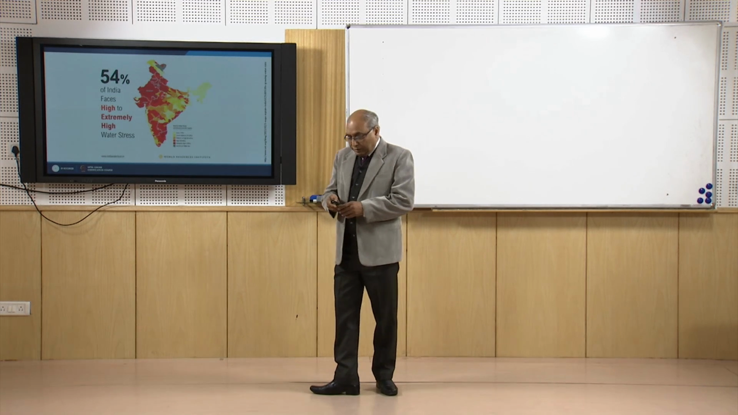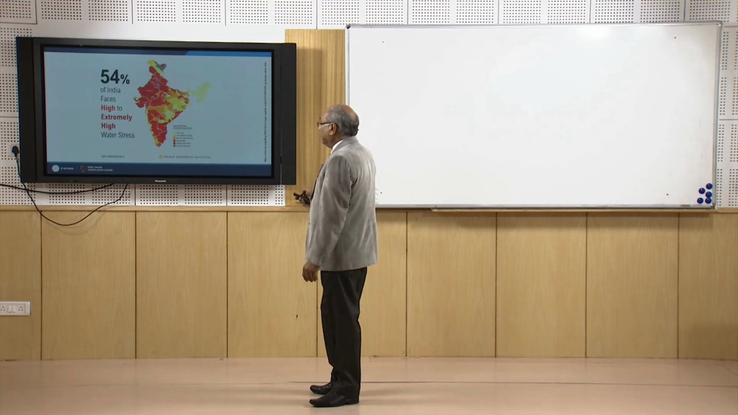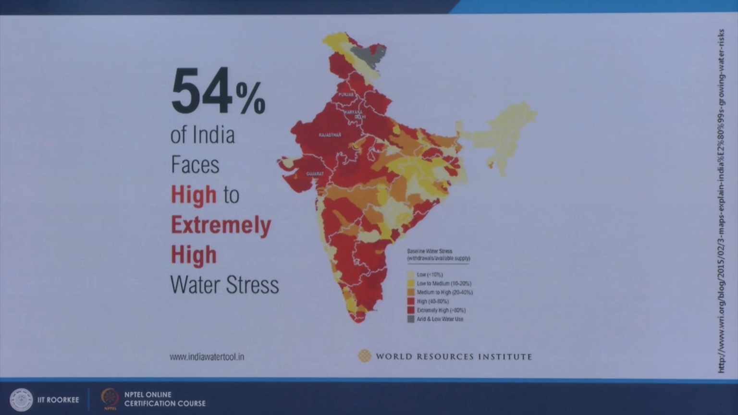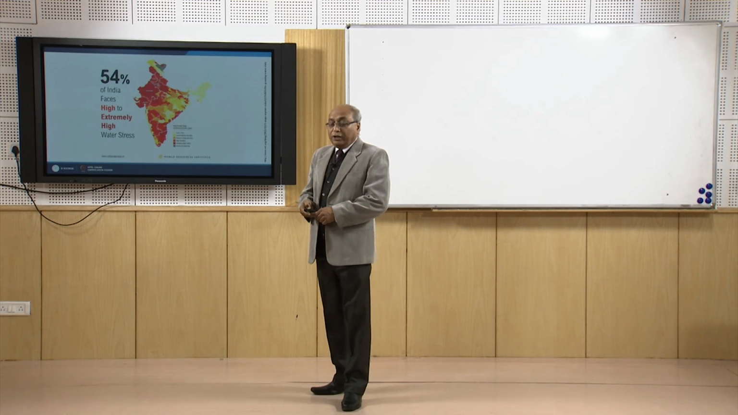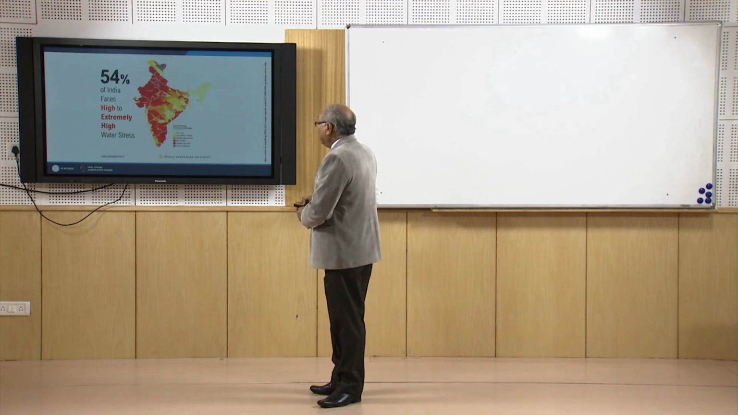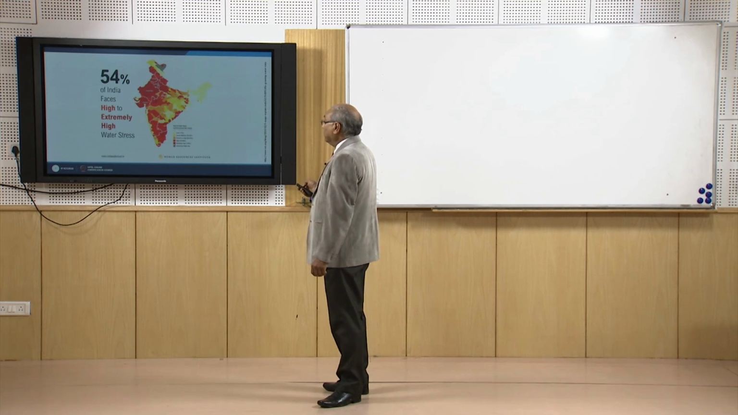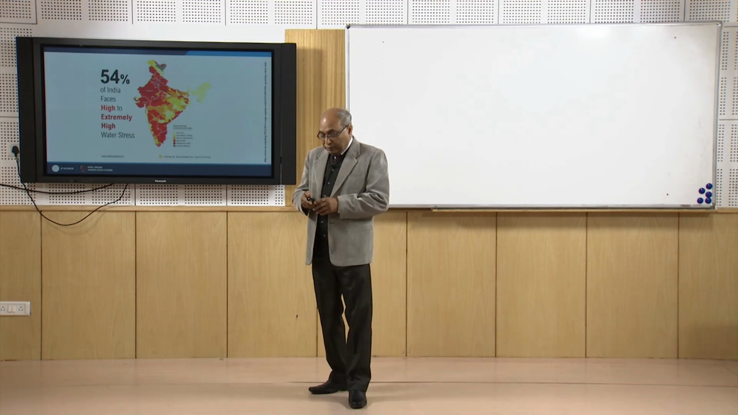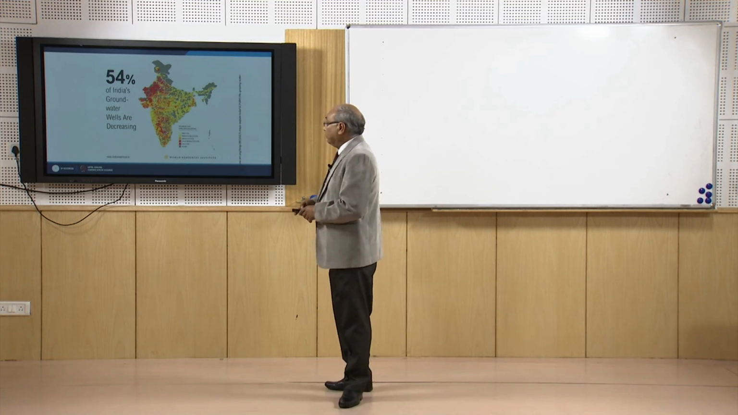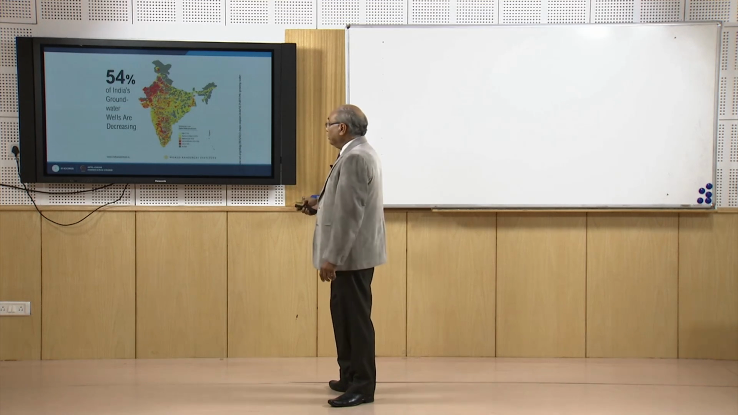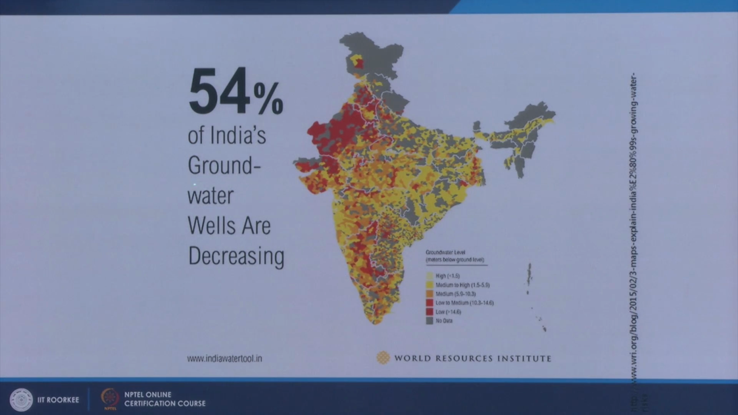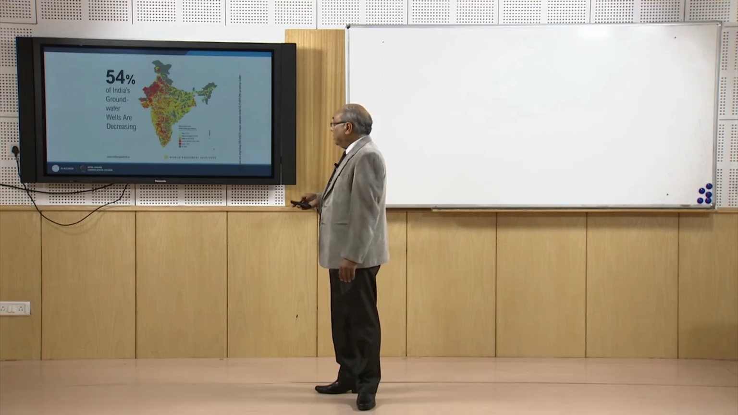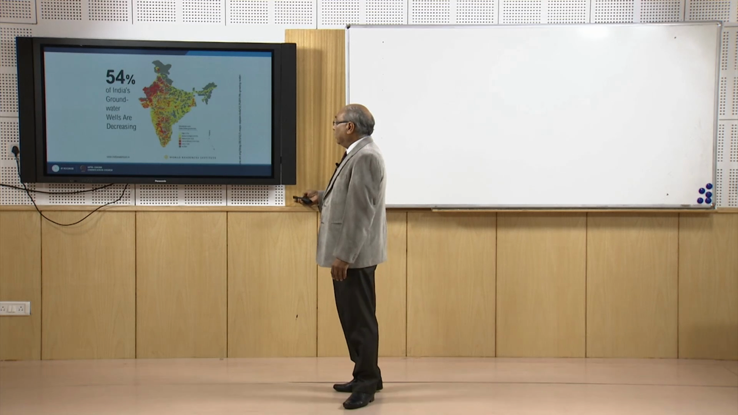In Indian terms, we find that 54% of India faces high to extremely high water stress, especially during the 3-4 months of summer. Except maybe in northeast India and somewhat in J&K, in the rest of the places we really see a lot of problems about water. So replenishment, in simple words the recharge of groundwater, is very much required. Also, 54% of India's groundwater wells are decreasing. That means the water table is going down in almost all parts of India. So that is another concern.